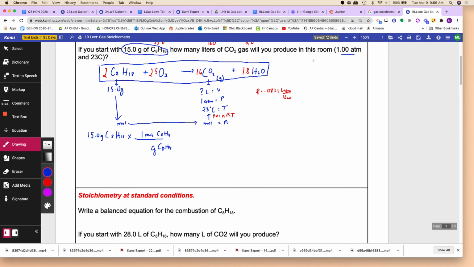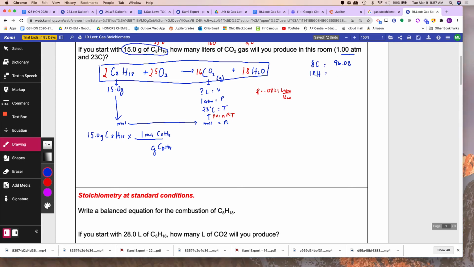I'm going to show my work over here to get 8 carbons and 18 H's to get the molar mass of that. 8 carbons I calculated to be 96.08. That's 12.01 times 8. For 18 hydrogens, I did 18 times 1.008. I got 18.14. I have 4 sig figs, and when I add them, I'm going to have 2 decimal places. I'm going to have 5 sig figs, but 2 decimal places. That's what's important. So that's 114.22.